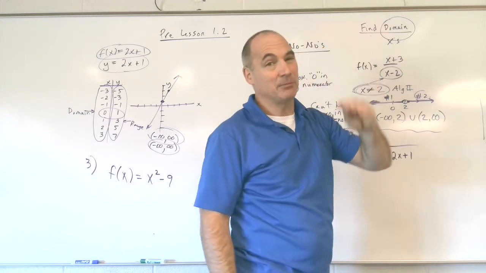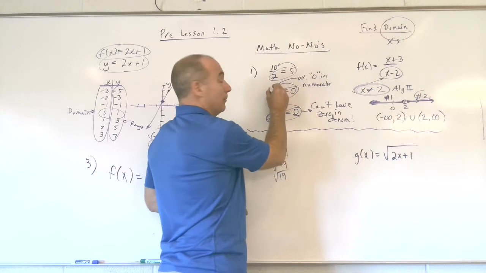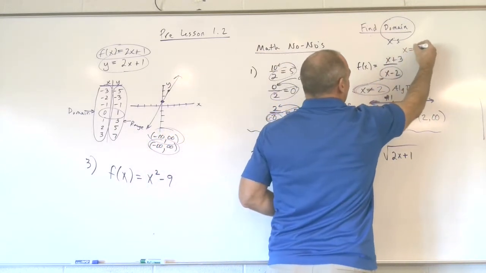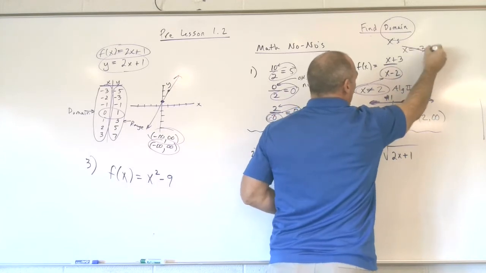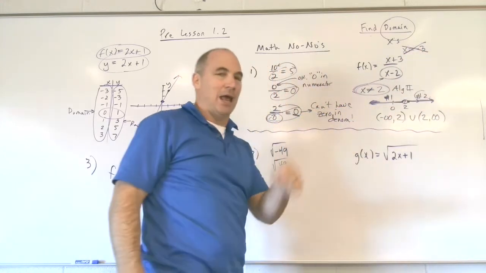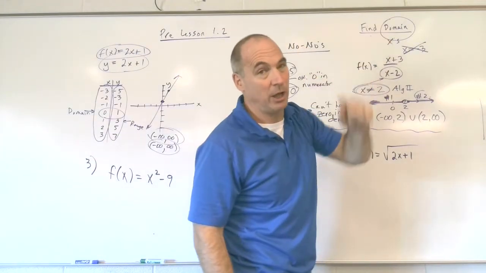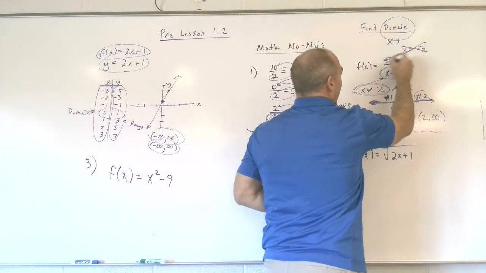Because here's a weird thing in math. It's okay to have a 0 up here. So if I looked at this for a second and I'm like, oh, x can't equal negative 3, you'd be wrong. x can equal negative 3 because you can have a 0 in the numerator. So guess what? You ignore the numerator.